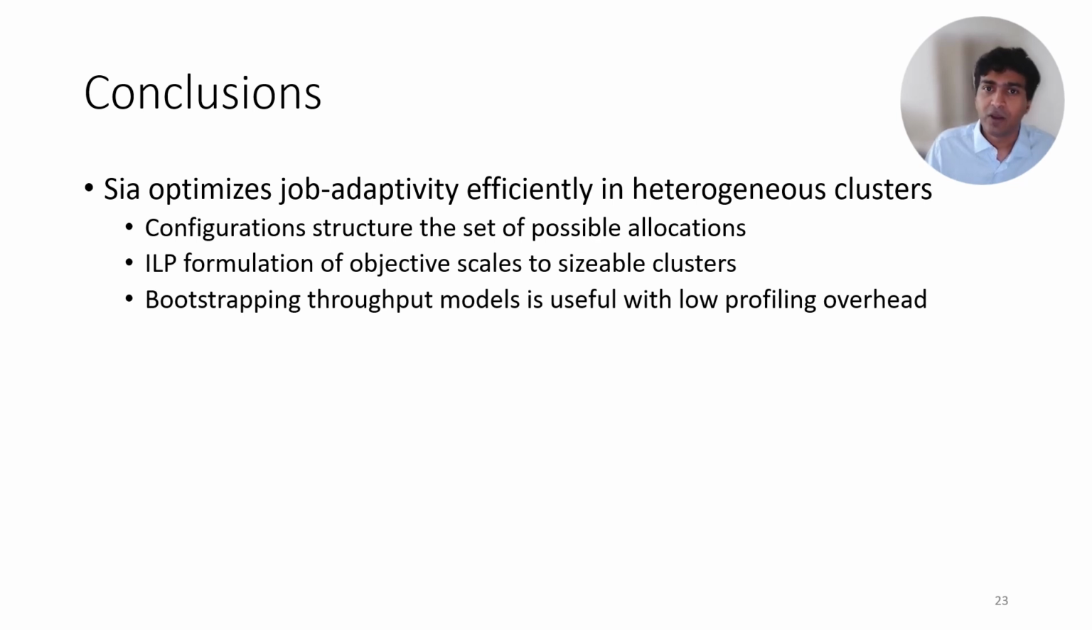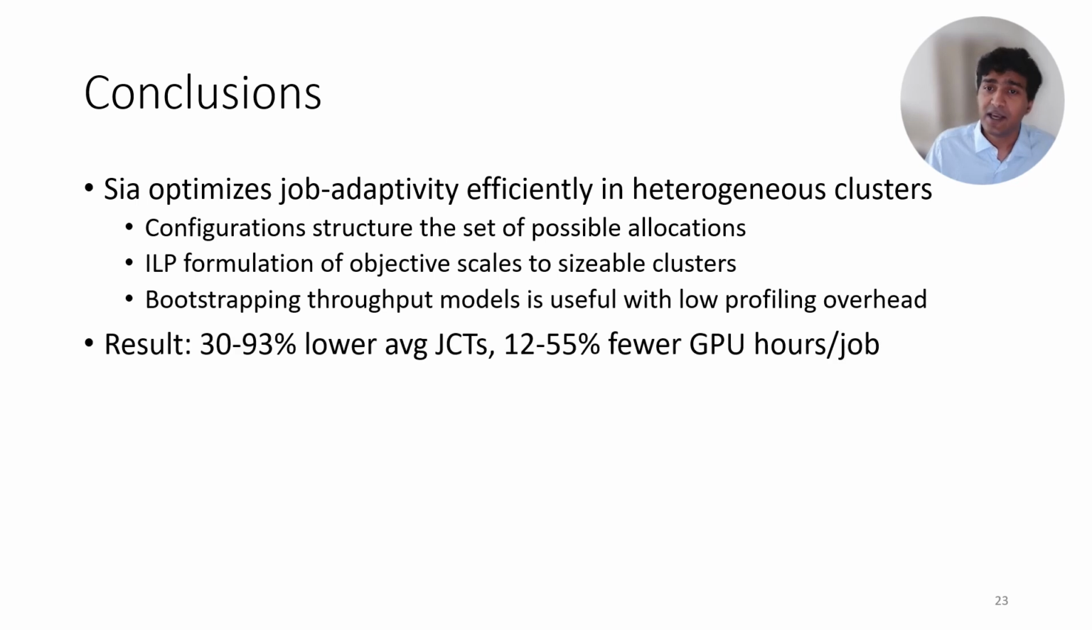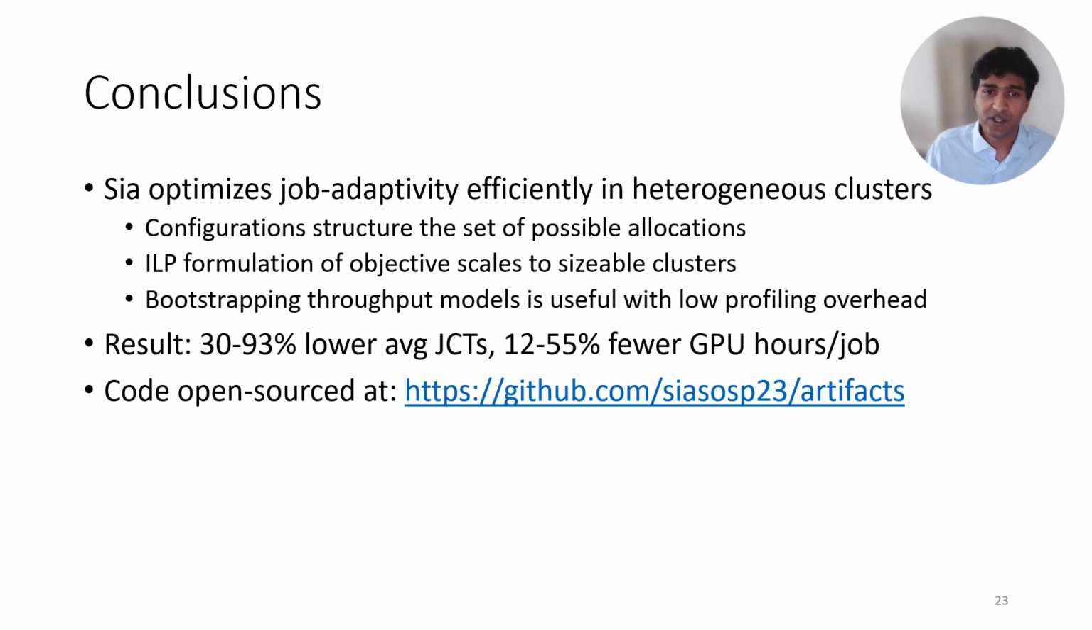Using these techniques, CR reduces average job completion times by 30 to 93% and uses 12 to 55% fewer GPU hours to do so. CR is open source, and code to reproduce our experiments is available at this GitHub repository.